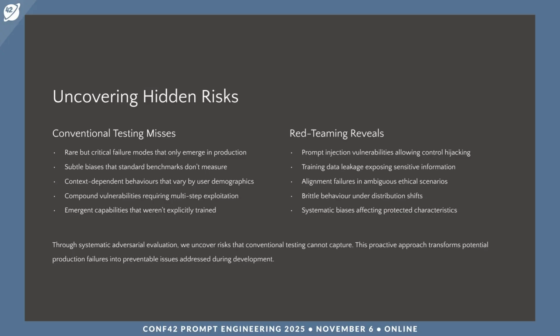What is it that we're going to achieve out of these red teaming capabilities? It will help us uncover the hidden risks in your prompts, in your LLMs, and in your outputs. I've just given a basic difference here. Conventional testing misses rare but critical failure modes, but red teaming reveals prompt injections, training data leakage, alignment failures, brittle behavior, and systematic biases. It's very key that you include red teaming as part of your constitutional principles.